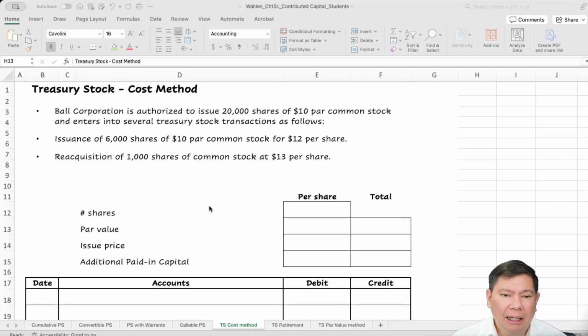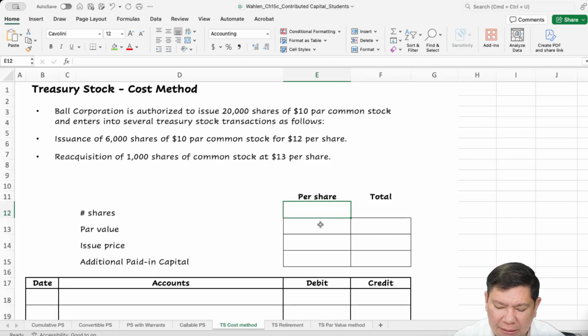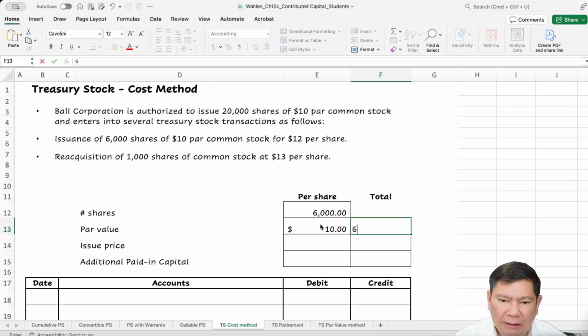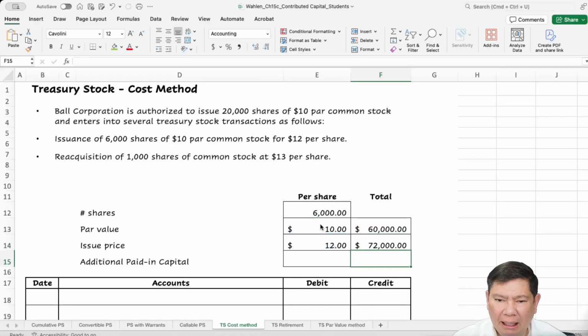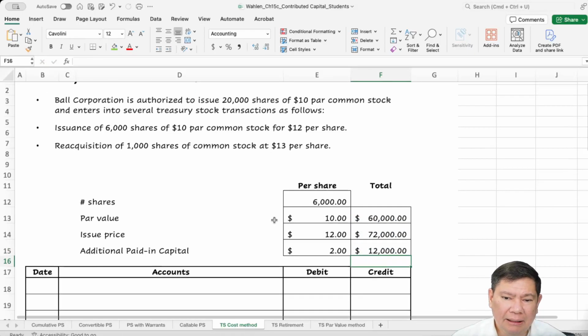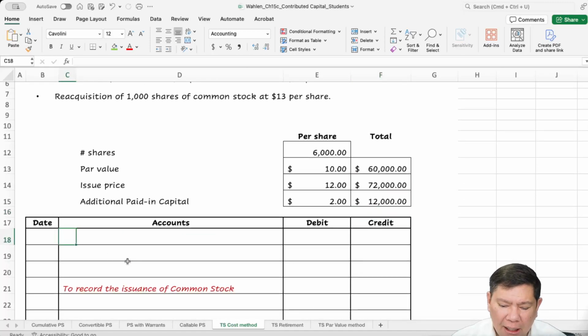So the first one, issuance of 6,000 shares of $10 par common stock for $12. So 6,000 shares, par value is 10, so the total is $60,000. The issue price is 12, so 12 times 6,000 is $72,000. Additional paid in capital is $2 per share, or 72,000 minus 60,000, $12,000. Okay, so we prepare the journal entry.